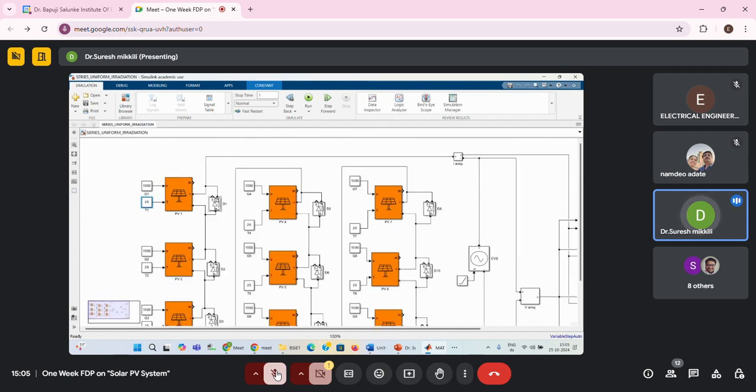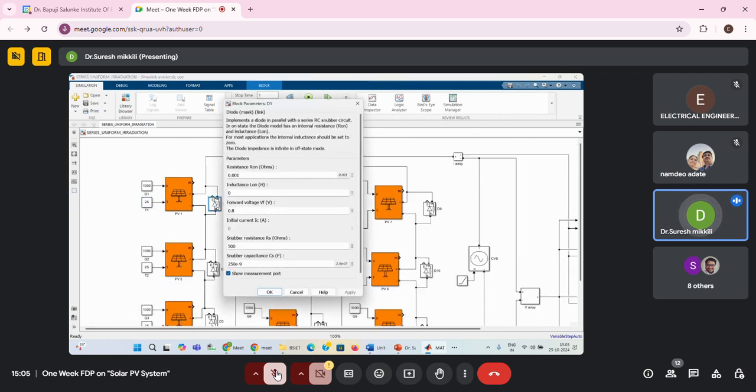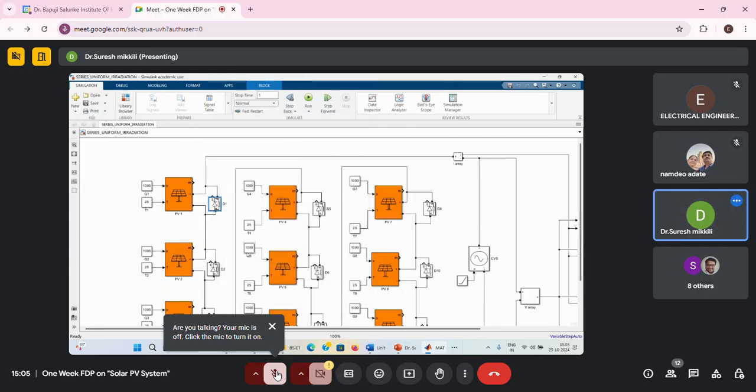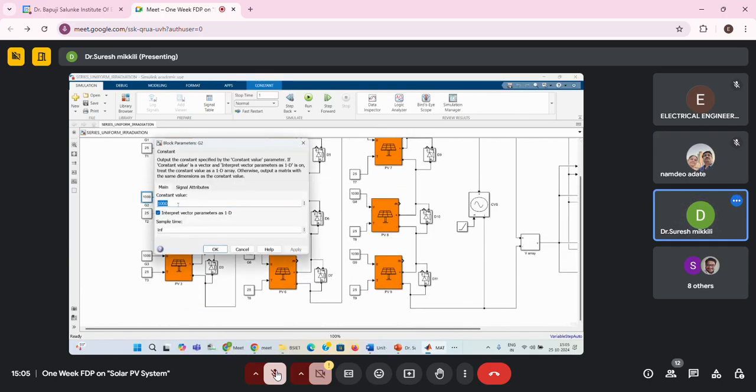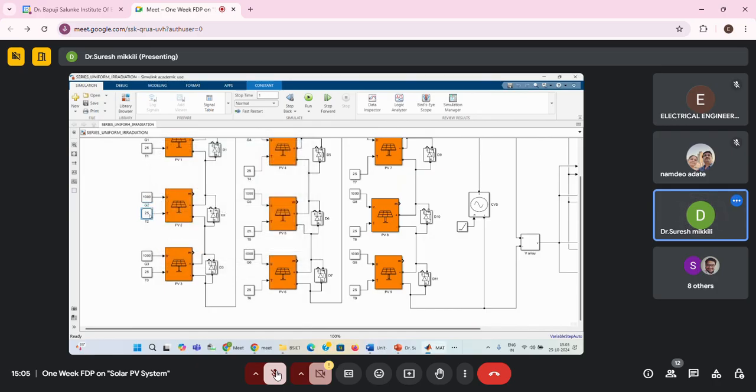And one more thing, I need to consider bypass diodes. That is a parallel diode you can consider, a normal diode can be taken. Like this, all the PV modules need to be taken with 1000. This is uniform condition, 25 degrees centigrade.